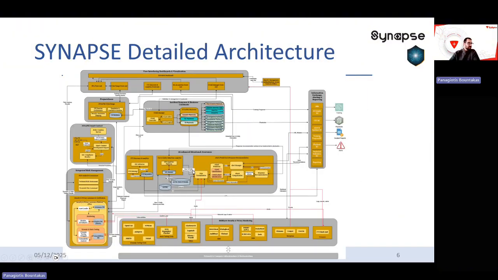Here you can see a more detailed view of the Synapse architecture, but since later on we will discuss each component individually, I will not spend a lot of time here. But very briefly, the flow of the information starts from the multi-layer security and privacy monitoring at the bottom, which, as I mentioned before, collects evidence from the organizations that Synapse is deployed on.